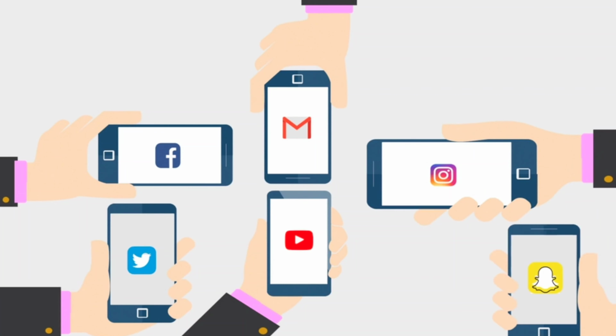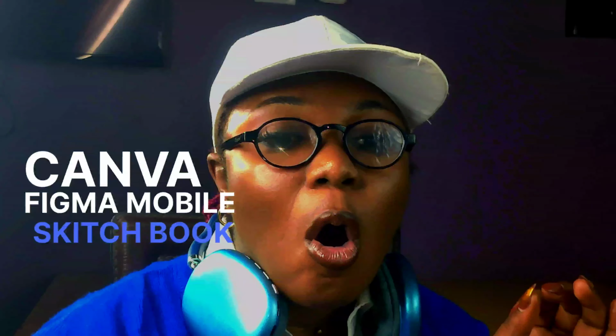App design on your phone. If you want to design your app's screen first, the first thing you need is Canva. Then the second one is Figma Mobile, and then the third one is Sketchbook. All work on your phone. You can actually design your UI on your phone in 1 hour. Later, you turn it into a real app using a no-code builder. Easy, smooth, stress-free.